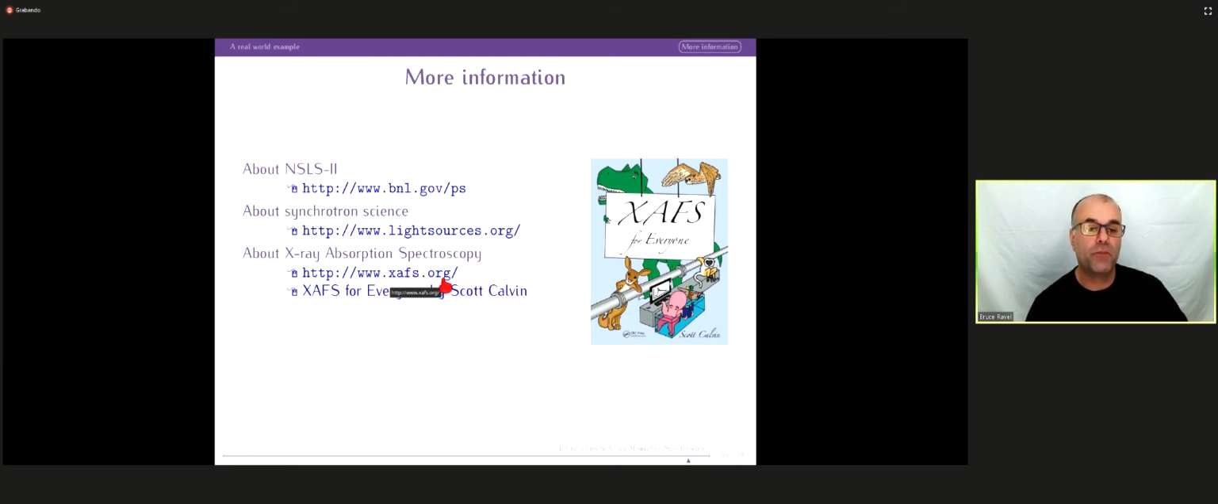XFs.org, that's a little bit out of date, but you will be redirected to the new site. That's a great place to learn some more about absorption spectroscopy. This is a book that you can order from Amazon or really any other place where you get books. It's a bit pricey, but it's by far the best book for learning about XFs. So if any of you will be coming to a synchrotron anytime soon and doing some XAFS, I highly recommend this book.